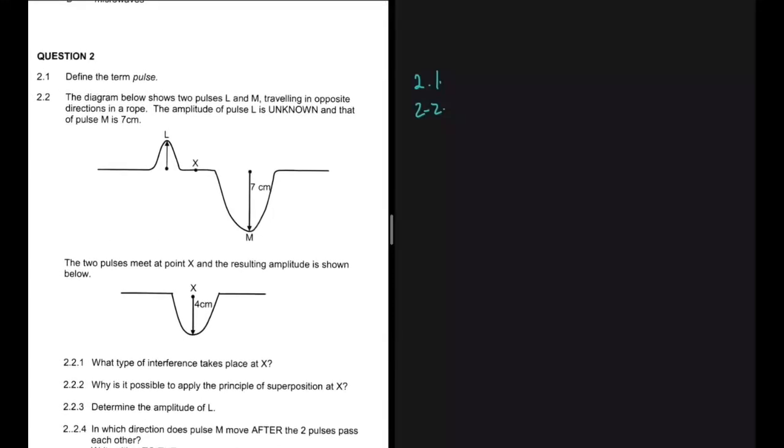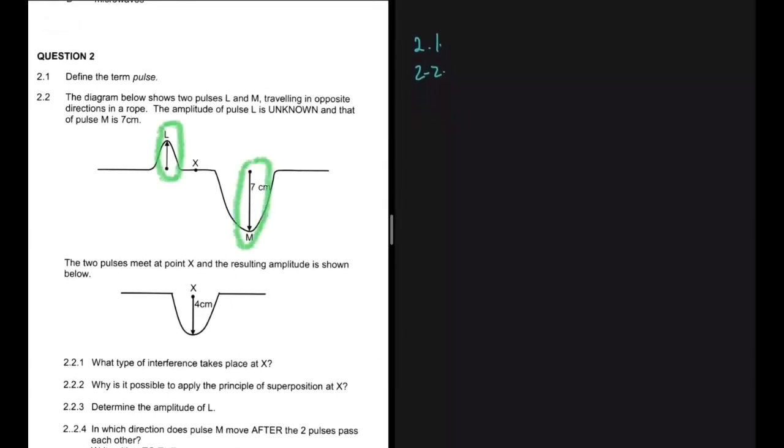A pulse is a single disturbance in a medium. It doesn't get easier than that, right? So that's the answer for 2.1. A pulse is a single disturbance in a medium. And now let's move to 2.2 and see what we can do here. So the diagram below shows two pulses, L and M, as we can clearly see on the left hand side, right?